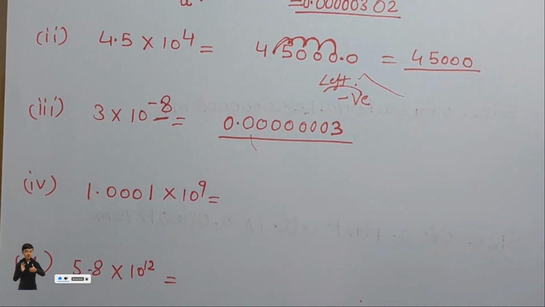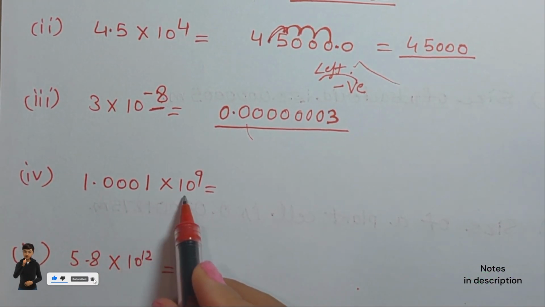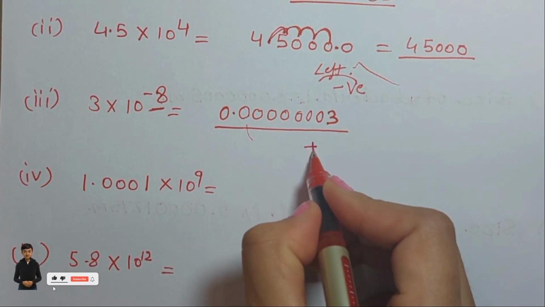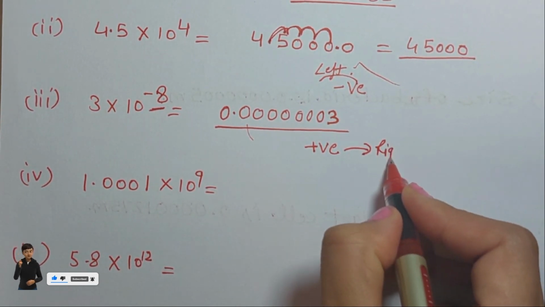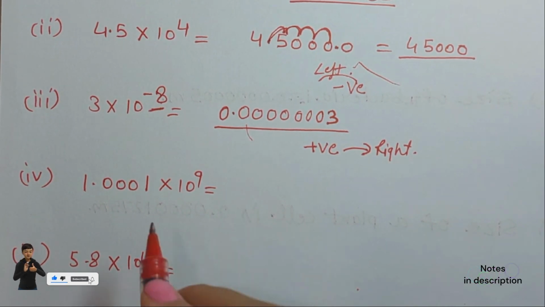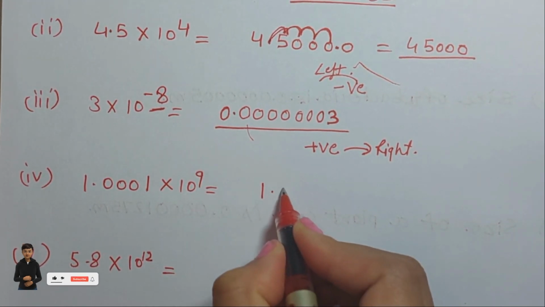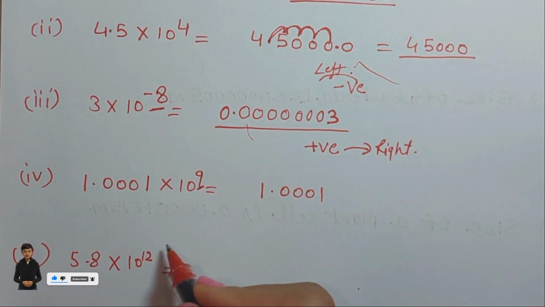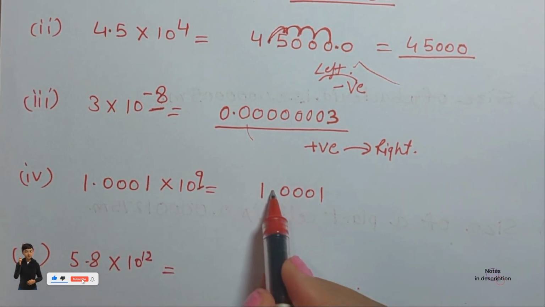Now next part of this question number 2, exercise 10.2. 1.001 into 10 raised to the power 9. Again, power is positive. If power is positive, then we will shift our decimal point to the right side. Very good. Right side. Now we have 1.0001. But we have to shift this. In how many steps? Tell me. Fast. Okay. 9 steps. And already our point is here.